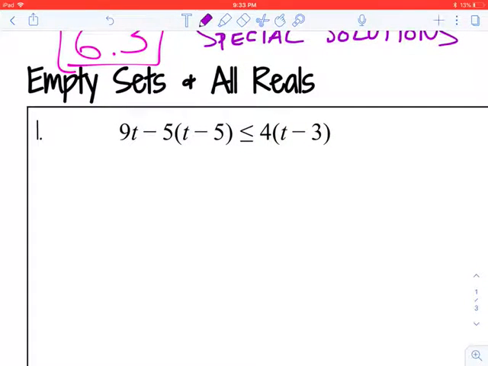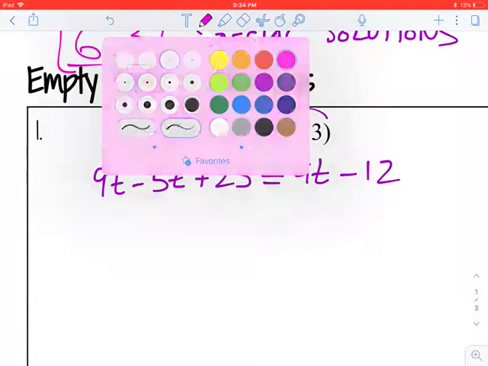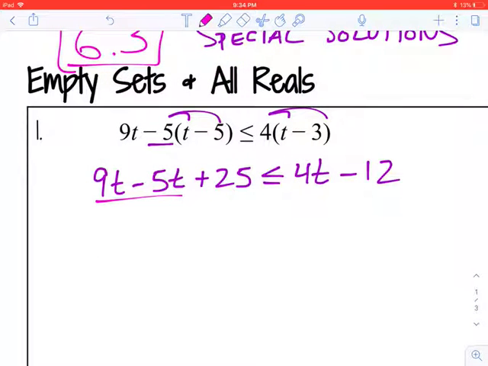So like in this one, we're still solving the same way. I have to distribute the negative 5. I get 9t minus 5t. Negative 5 times negative 5 is positive 25. And then I have less than or equal to on the other side. 4 times t is 4t. 4 times negative 3 is negative 12. Just like yesterday and the day before, we want to combine like terms if possible. So I get 4t plus 25 less than or equal to 4t minus 12.